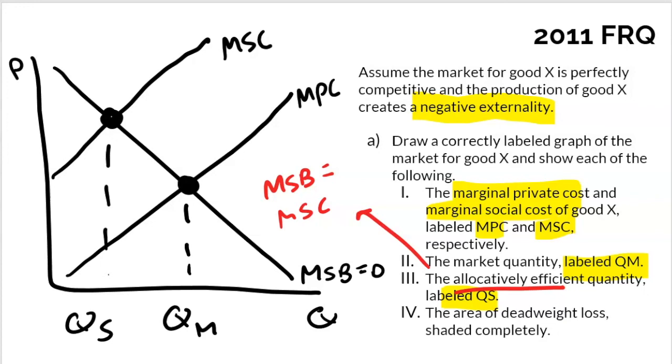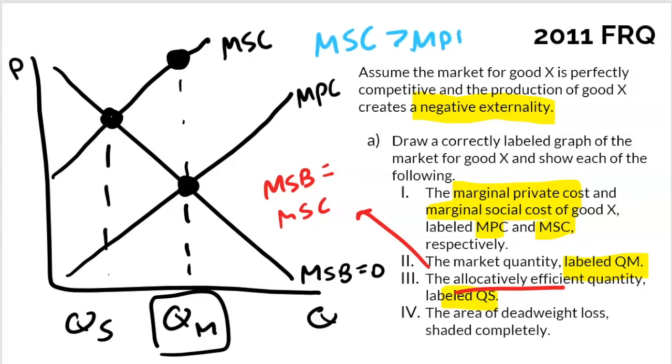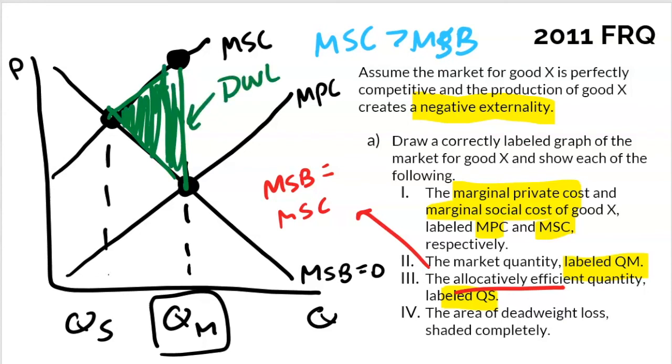And then lastly, the area of deadweight loss shaded completely. Well, remember, with a negative externality, this right here represents our marginal social benefit at this quantity of the free market. Well, at this quantity, our social cost is up here. So we are going to say that our marginal social cost is greater than our marginal social benefit. So they are producing way too much. And because of that, this triangle, shaded completely, represents the area of deadweight loss.